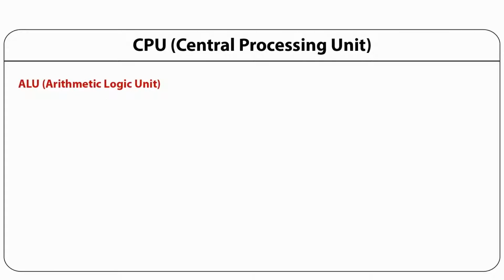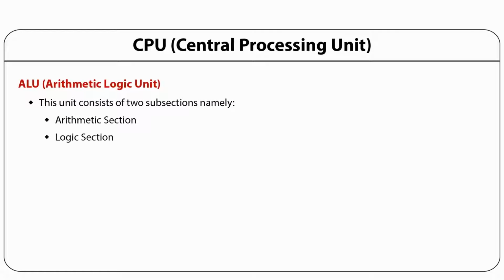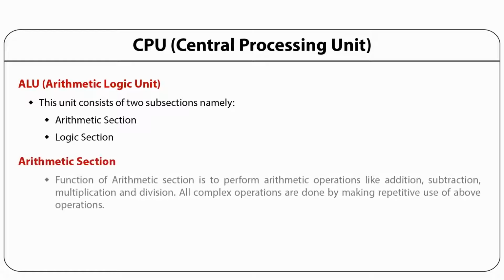Arithmetic logical unit consists of two subsections, arithmetic and logical. Arithmetic section: the function of the arithmetic section is to perform all the arithmetic operations, namely addition, subtraction, multiplication, and division. The complex operations are done by making repetitive use of these primary operations.